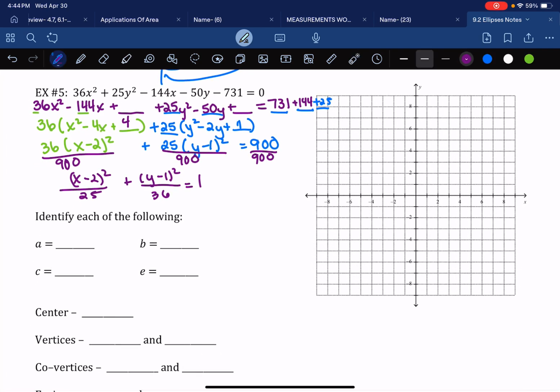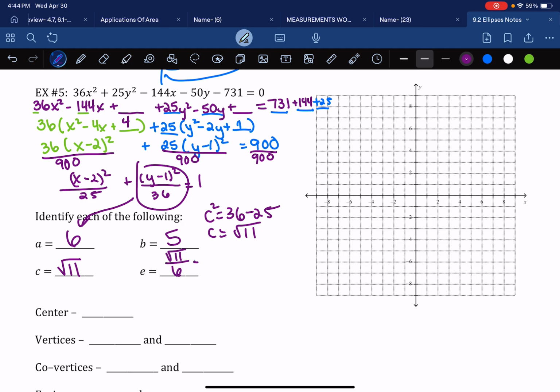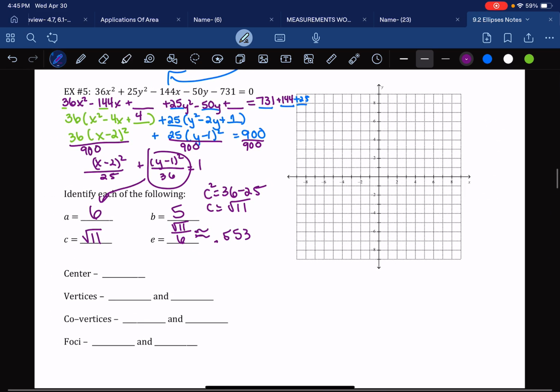Okay, so A is 6 because it's always the bigger one. B is 5. C is 36 minus 25, sorry, C squared. So C ends up being the square root of 11. What a beautiful number. Then we have the square root of 11 over 6 for E, which is roughly 0.553. I love that number. That is so beautiful. All right, our center is going to be (-2, 1).